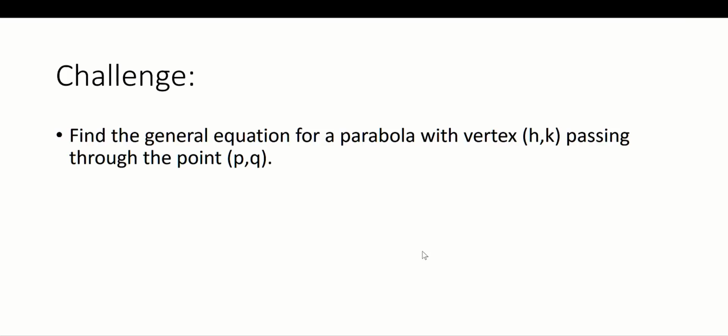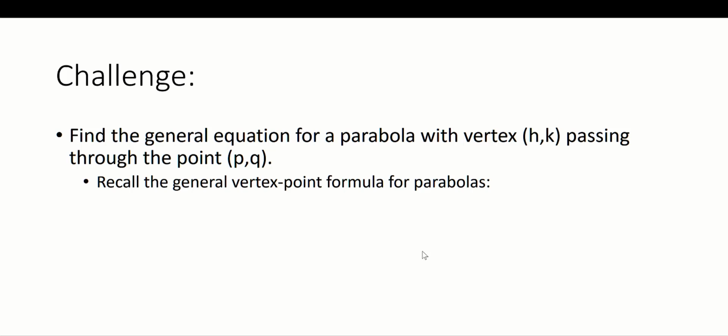So in the last video, my challenge was to find the general equation for a parabola with a vertex at (h, k) passing through the point (p, q). So we recall the general vertex point formula for parabolas. That's y equals a times (x minus h) squared plus k.